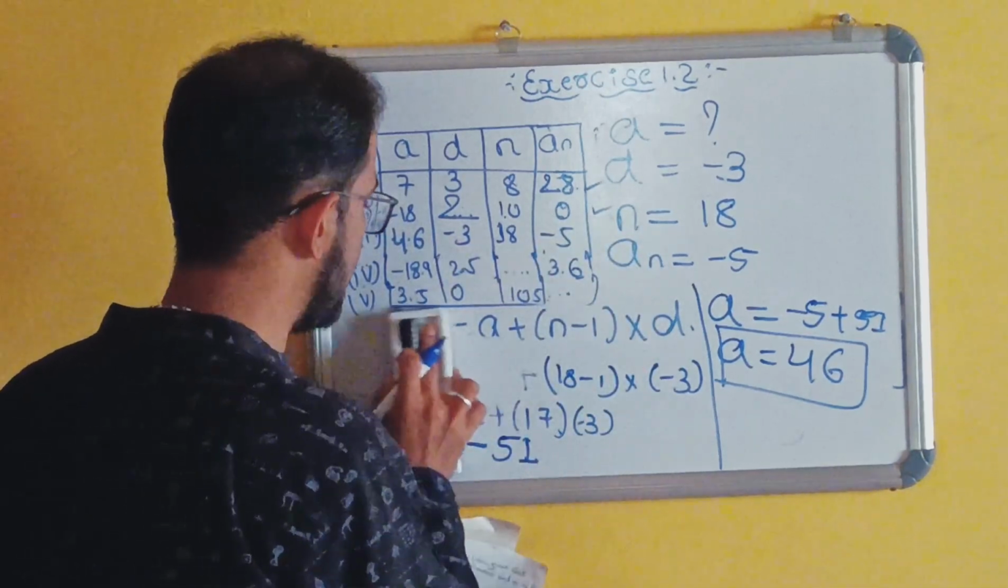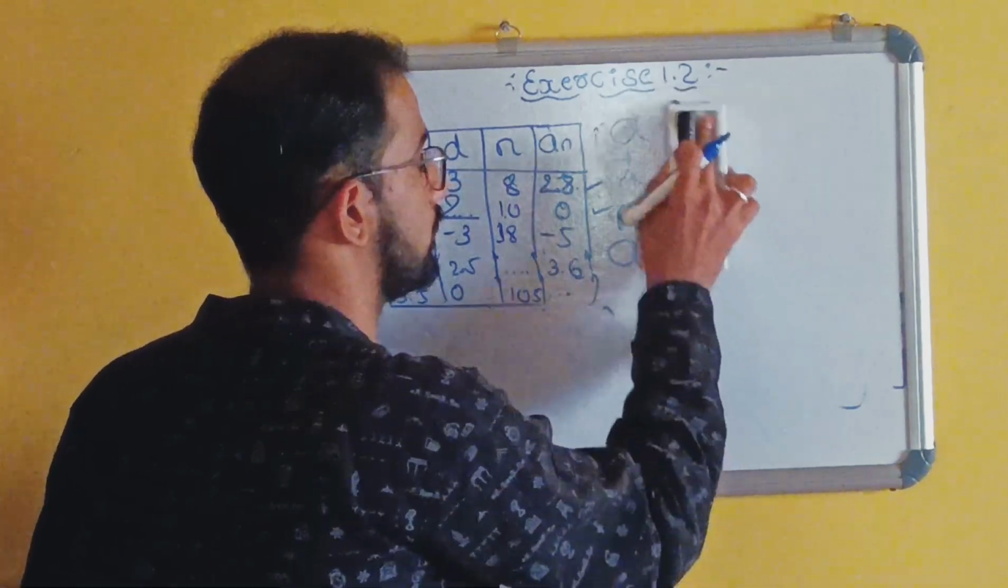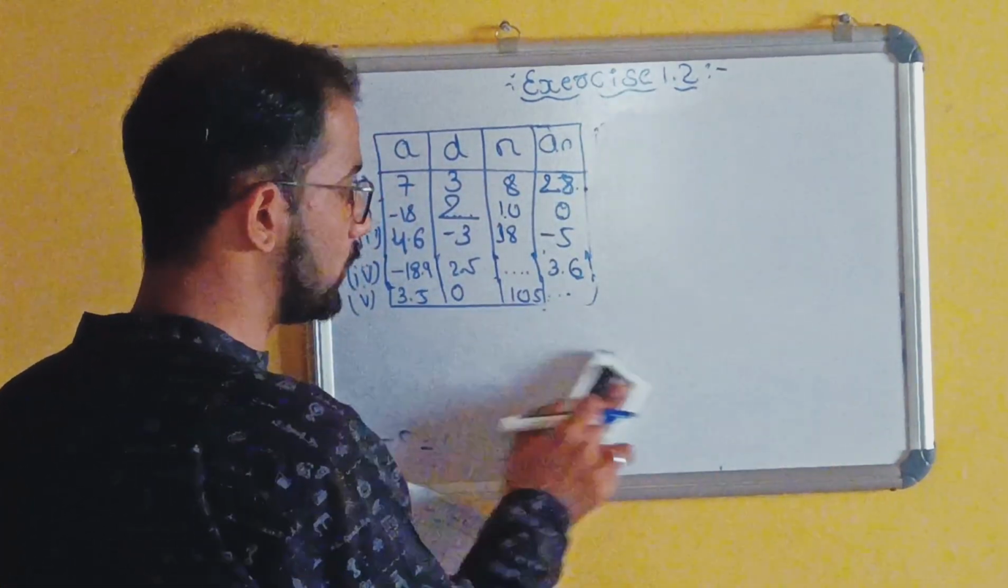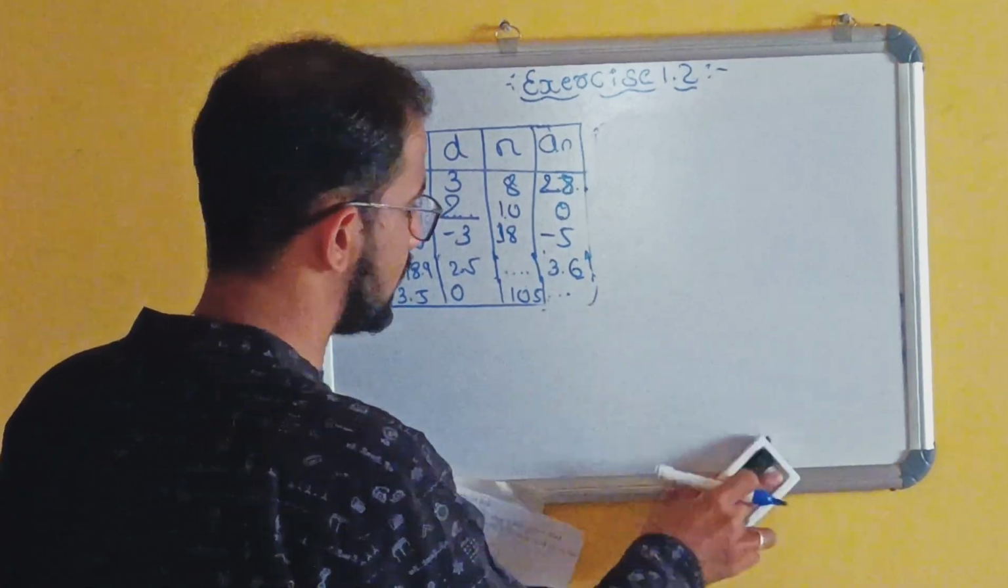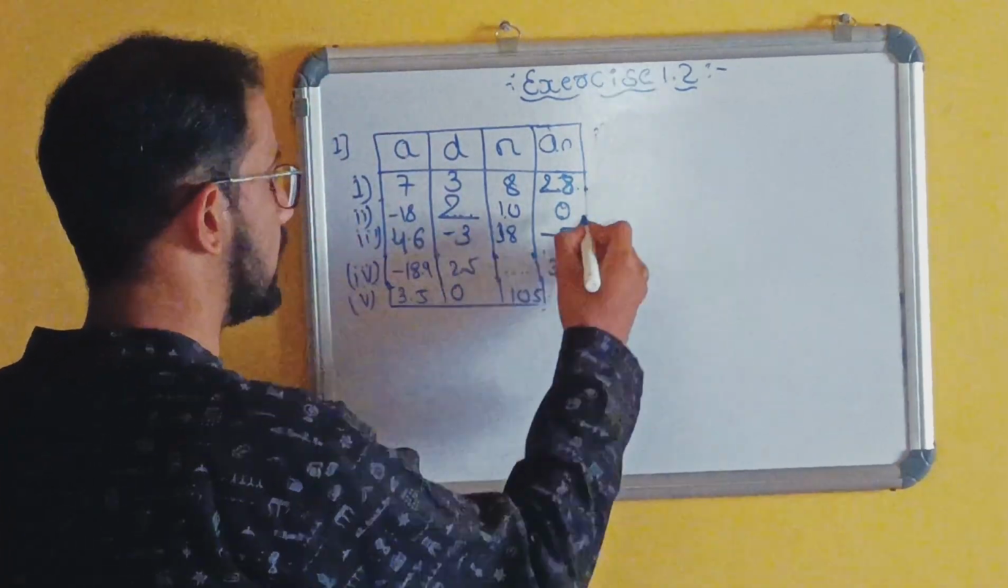Now let's move on to the next example, the fourth one. All data are given. We just need to substitute and find the term we need to calculate. That is the task given. That's it.